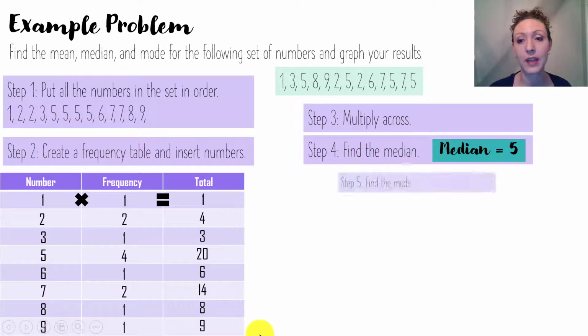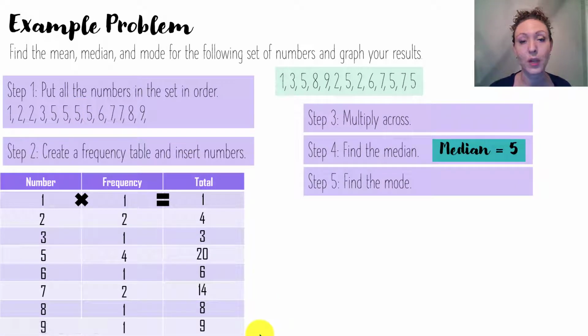All right, so the next step is to find the mode. To find our mode, all that we have to do is go back here to our frequency column and look and see which one occurs the most. It looks like right here we have the highest frequency of 4, and that corresponds with this number here of 5. So that means that our mode for this problem is 5.